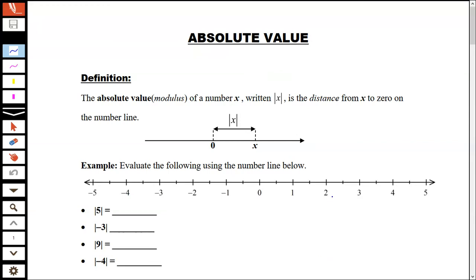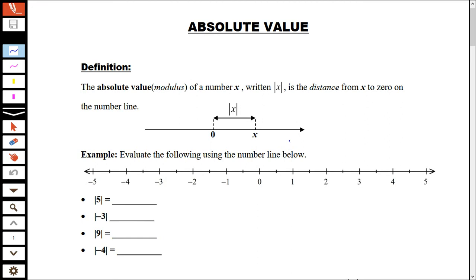Okay, year 11. We're finished the chapter on functions, chapter 3. We're going to look at something from chapter 2 now called absolute value. Okay, now what is absolute value?